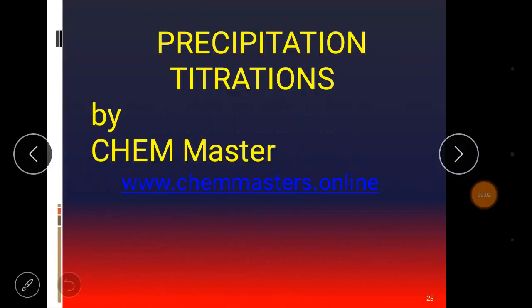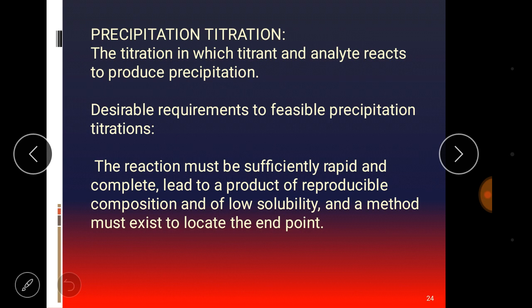Hi guys, here in this lecture we are going to discuss precipitation titration. We are going to learn the introduction, applications and some important methods like Mohr's method, Volhard's method and Fajans' method. We are going to start with the definition of precipitation titrations.